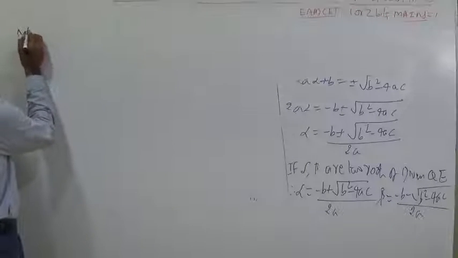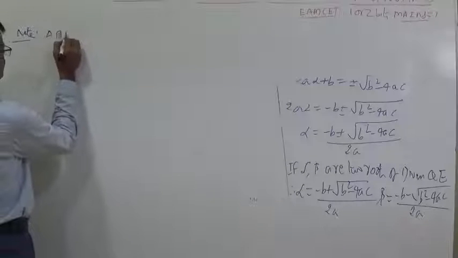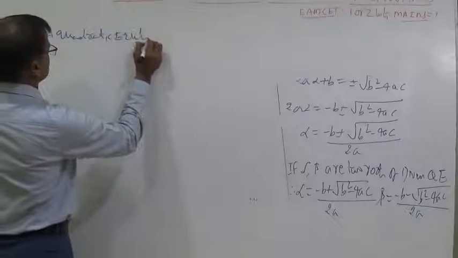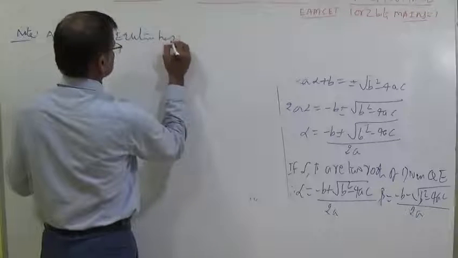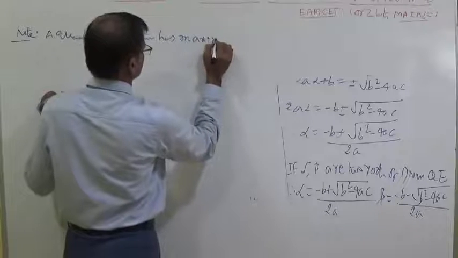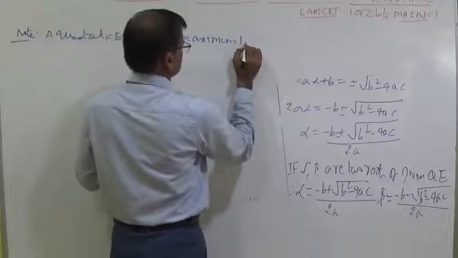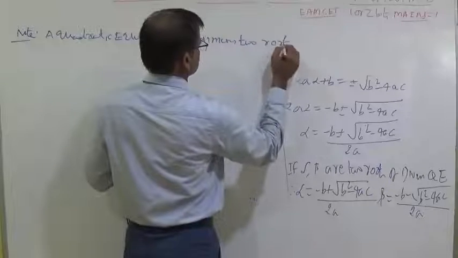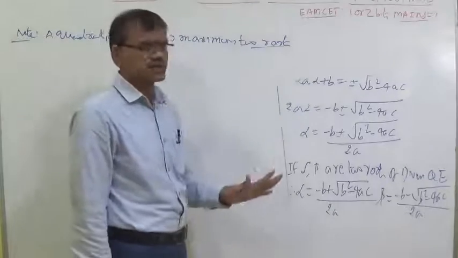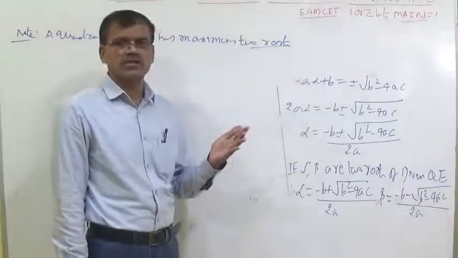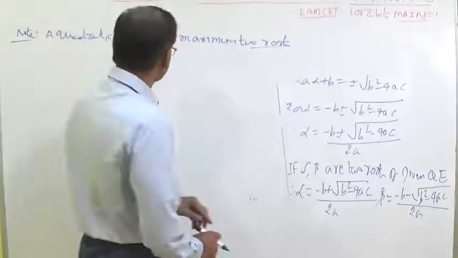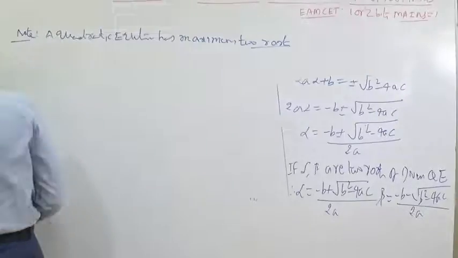Note you can write: a quadratic equation has maximum two roots. There is no question of roots being real, distinct or complex numbers, anything. Two roots, that's all. I am not discussing the nature of roots now. Simply, a quadratic equation can have maximum 2 roots.